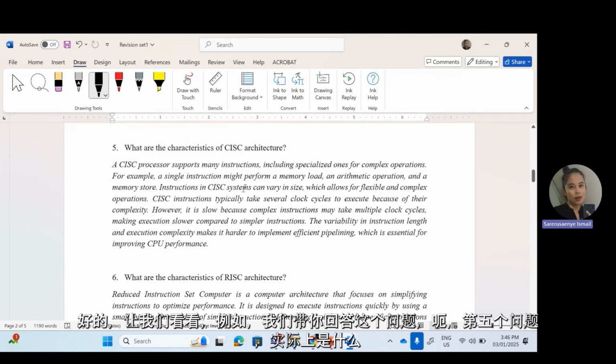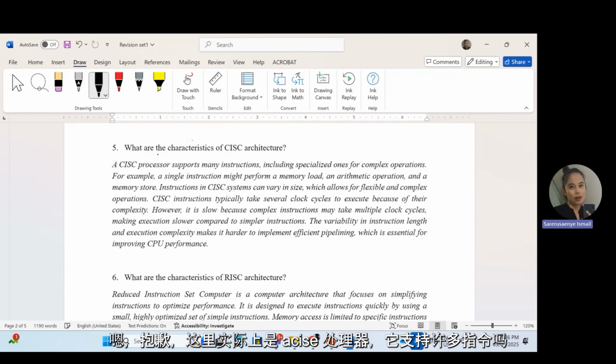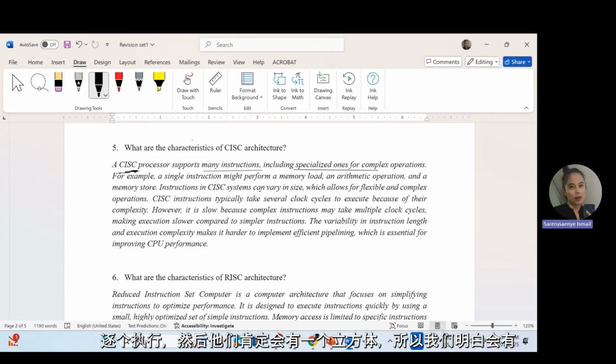Okay, let's take a look at this one. Question number 5: what is actually a CISC processor? It says it supports many instructions, including specialized ones for complex operations. We understand that if it supports many instructions to be executed at one time, definitely you will have a delay. And when you load many instructions, the processor needs to distribute and isolate each instruction, execute one by one, and then they will definitely have a queue.